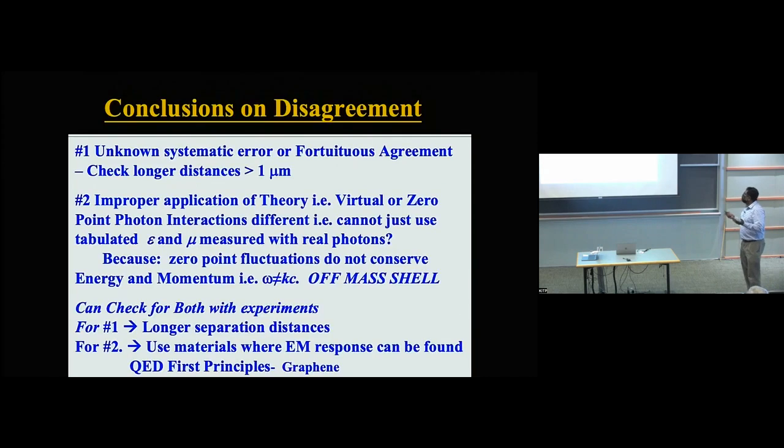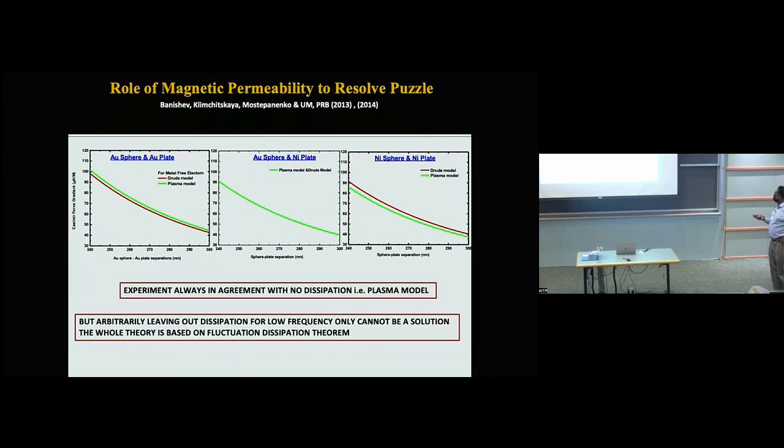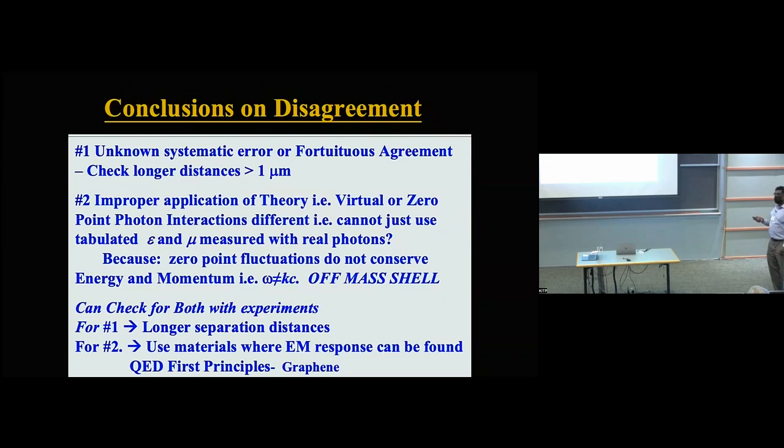So a couple of things, and Ricardo alluded to this before. Maybe all this is happening because we are only at short separation distances, up to a micron. So maybe we will see changes if we go to large separation distances of more than 1 micron. This is just fortuitous that it agrees with the plasma model at short separation distances.